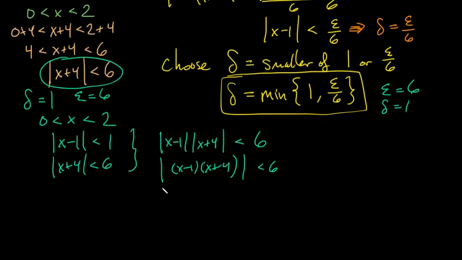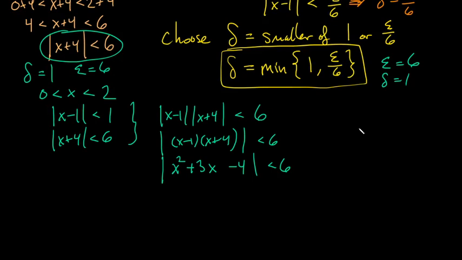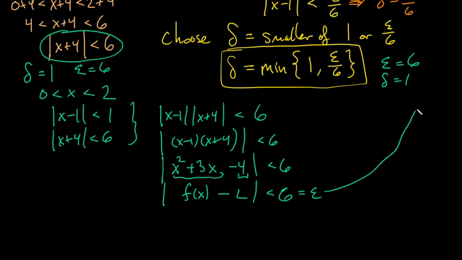And if I expand that out, I get the absolute value of x squared plus 3x minus 4 is less than 6. Right? And that should do it, because the x squared plus 3x is my f of x, and the number 4 is the L. So this has to be less than 6, which is epsilon. Remember, epsilon equals 6 was our choice here, equivalently, delta equals 1. So this works. This guarantees this condition.